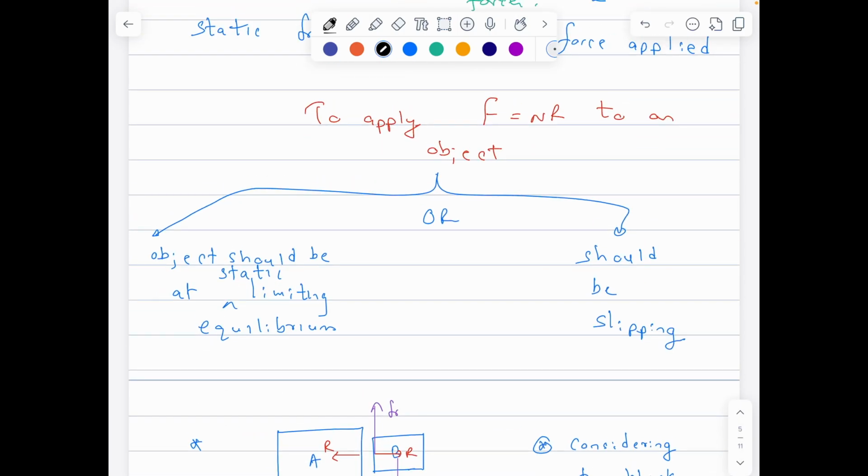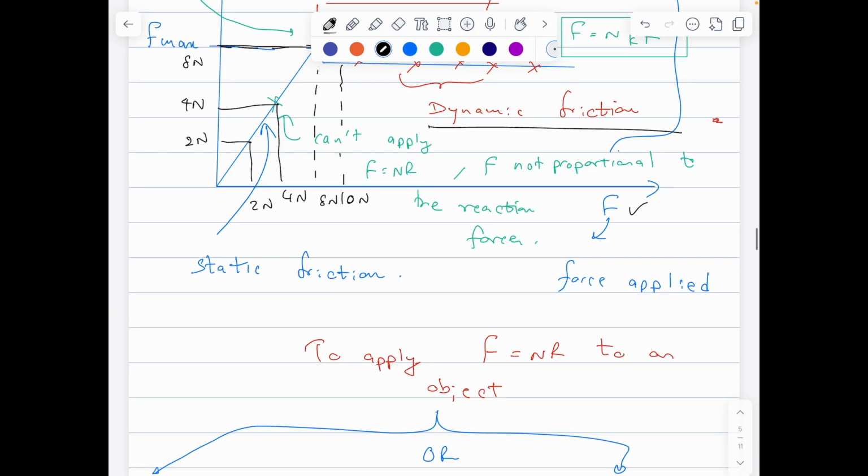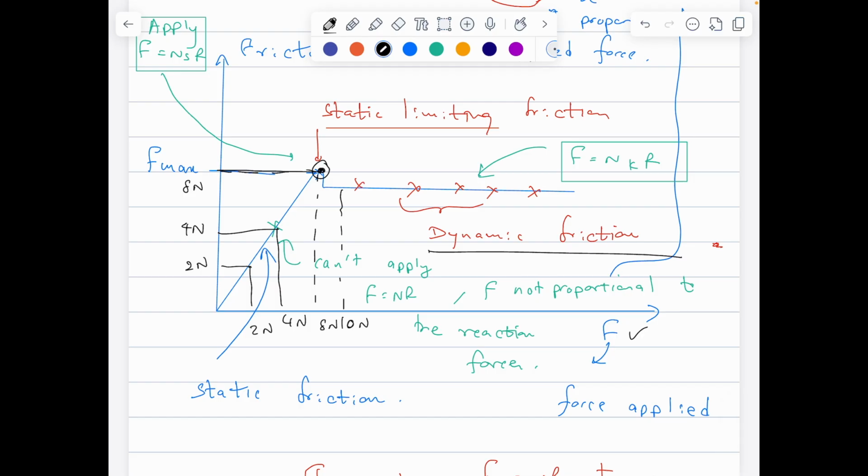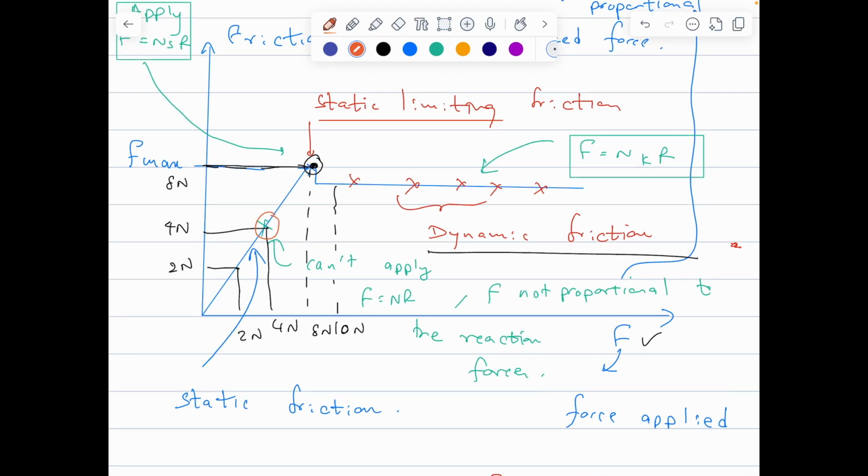Alright, to apply F equals mu R to an object, the object should be at static limiting equilibrium, or the object should be slipping. You cannot apply F equals mu R in a region like this. Why can't you apply F equals mu R in a region like this? That's because in a region like this, or in a region like this, friction is not proportional to R. It's not proportional to the reaction.